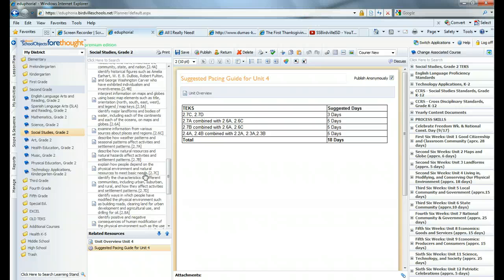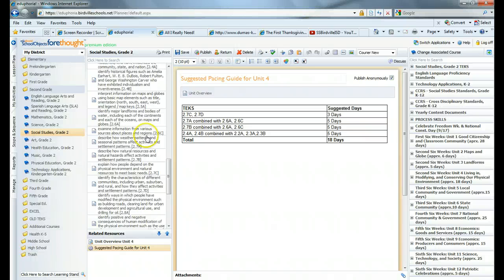But in conjunction with that, you have to talk about how needs might be different depending on where you live, which goes into urban, suburban, and rural. There are not going to be the same needs and the things that people and natural resources depending on where you live. And so I've grouped that in together. Then you're going to go back up to 2.7a, and you're going to describe how weather patterns and seasonal patterns might affect that. Now look what I've combined it with.